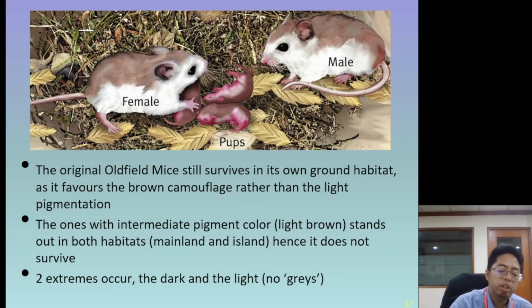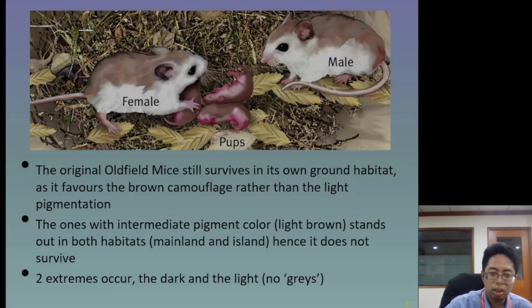So as the original oldfield mice survive in their own ground habitat, it favors the brown camouflage rather than light pigmentation. So the ones with an intermediate pigment color, light brown, stand out in both habitats, the mainland and also the island. So they do not survive. So the only way to survive is either you are brown or you are light colored. So there are two extremes, dark and light. There's no grays.